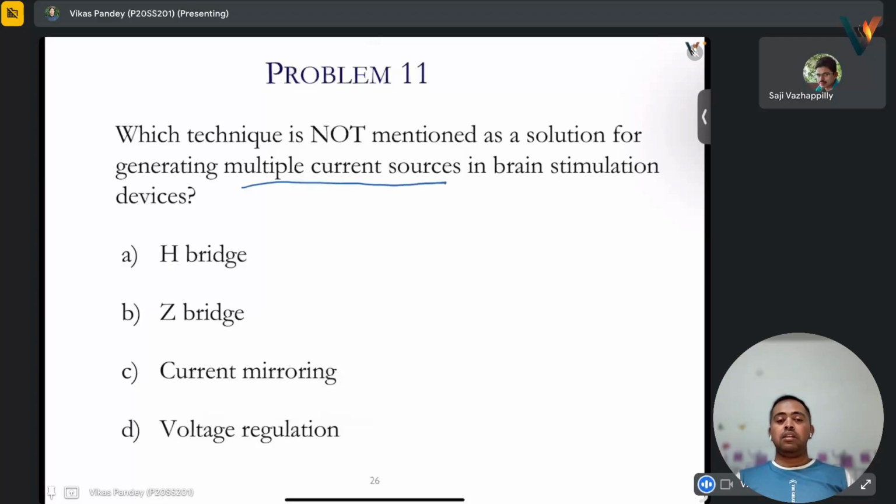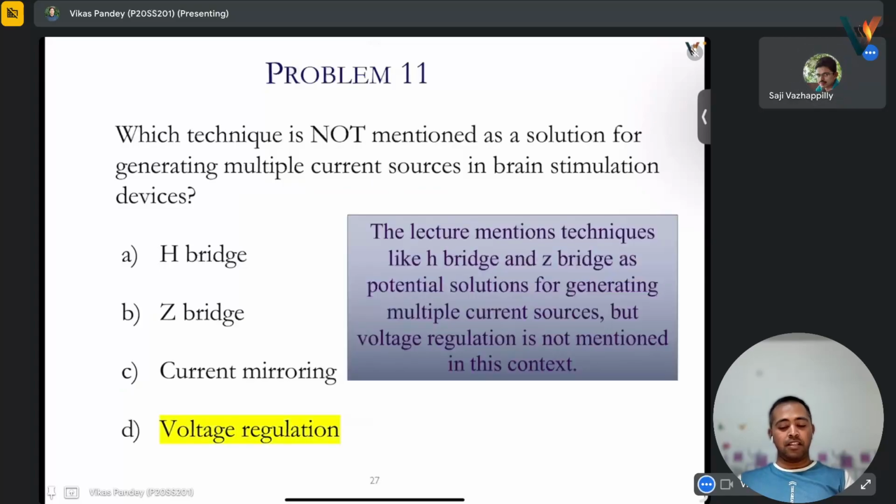Multiple current sources. Current mirroring is used, and then voltage regulation.